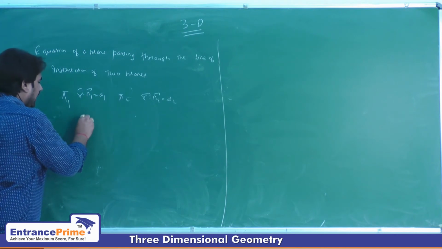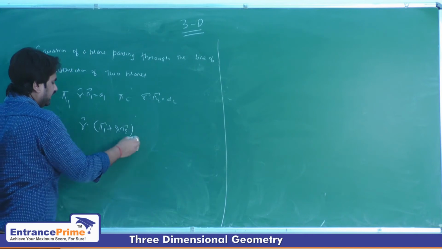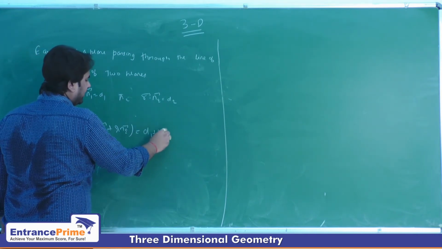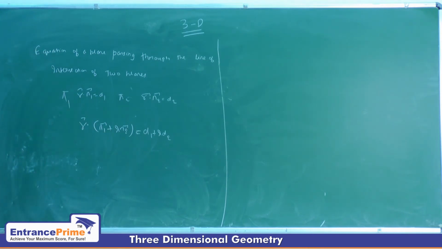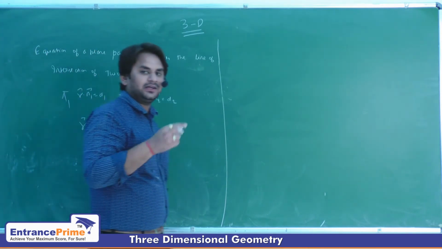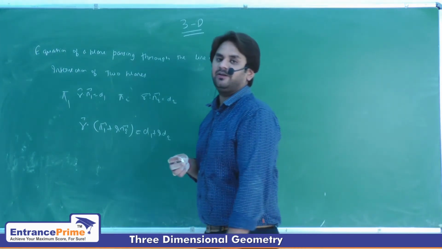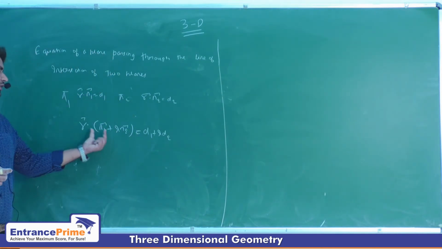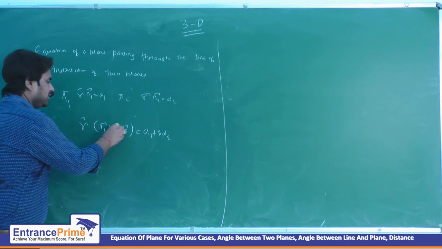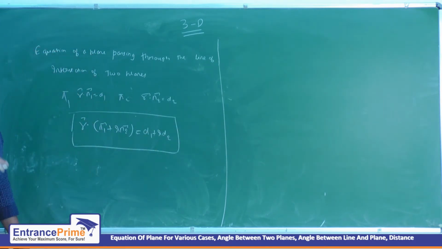That will become r dot n1 vector plus lambda times of n2 vector, that is equal to d1 plus lambda times of d2. It is just like what we have studied in coordinate geometry, that two lines are there, L1 and L2, and a third line L3 passing through the point of intersection of L1 and L2 is given by L1 plus lambda L2 is equal to 0. So it will become r dot n1 plus lambda n2 is equal to d1 plus lambda times of d2. So this is the equation of the plane which is passing through the line of intersection of two planes.